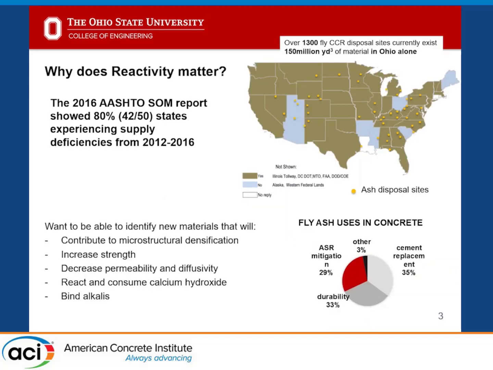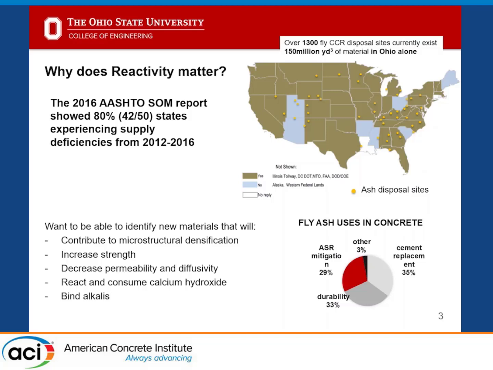Why would I care about that? Why does reactivity matter? Well, part of it is because we're needing to find additional SCMs, additional solutions to supplement our low supplies of Class F fly or Class F and Class C fly ash in the U.S. Since 2016, we've known that there is a shortage, with more than 80% of our states experiencing shortages. That number has only increased with further shutdowns of power plants.